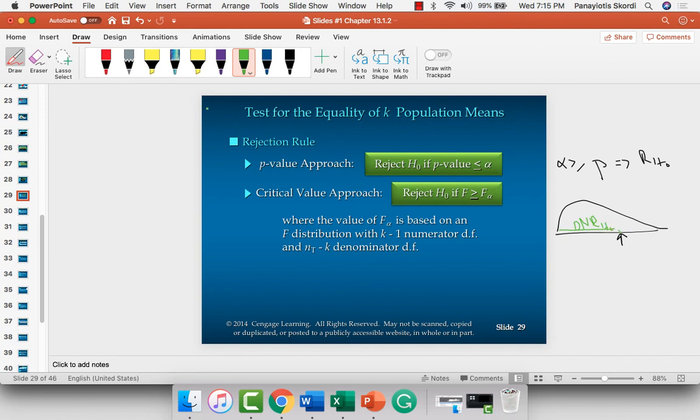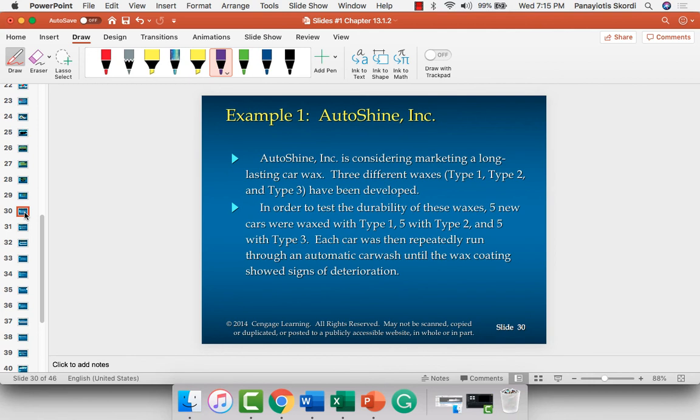So I'll draw it in right now. For the critical value approach, if your test statistic, which we saw on the previous page, which is the ratio of the F-test statistic, is greater than your critical value, the critical value is here, your test statistic falls over here, you reject H0, and if it falls over here, you do not reject H0. So here's an example, and I'll do that on the next video.